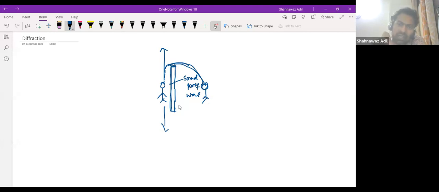But in our daily life, do we see this with light? Let's say you have a wall, and behind that wall a bulb is glowing. Can you see the glowing of that bulb from behind? You cannot, right?